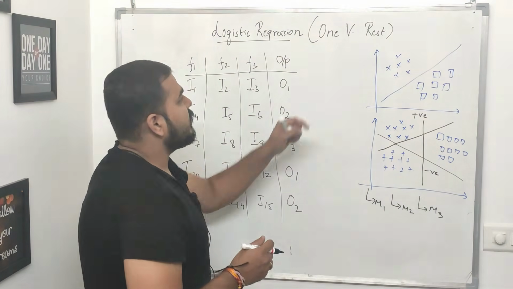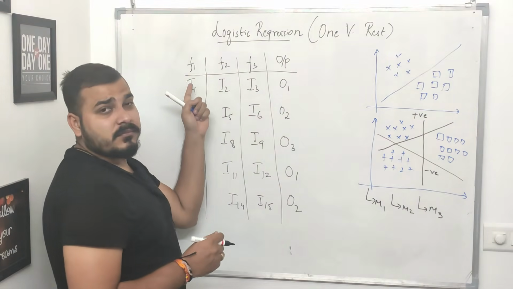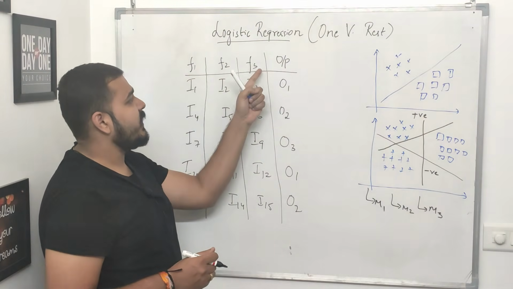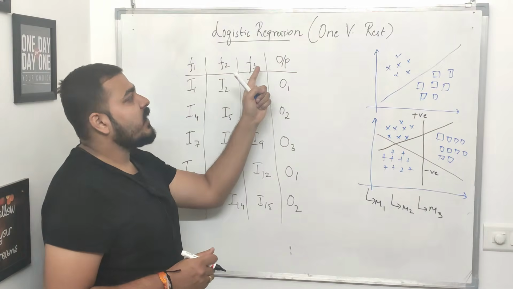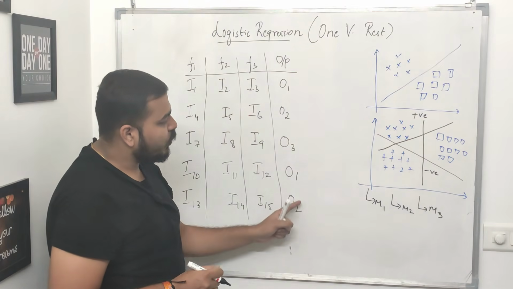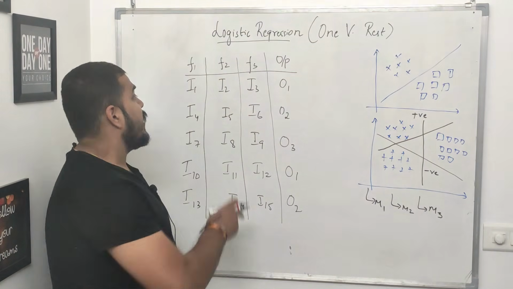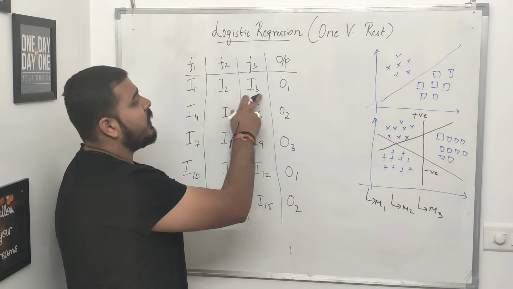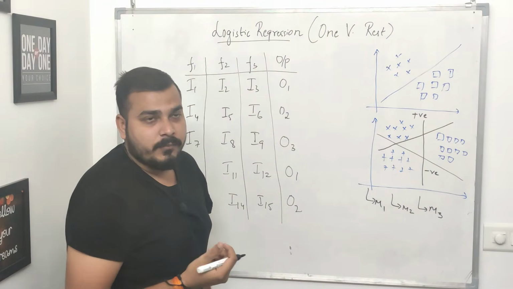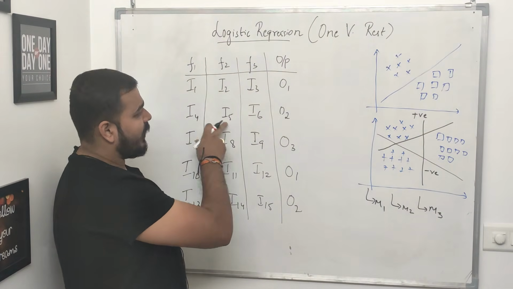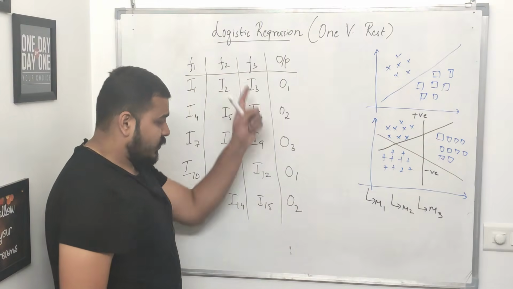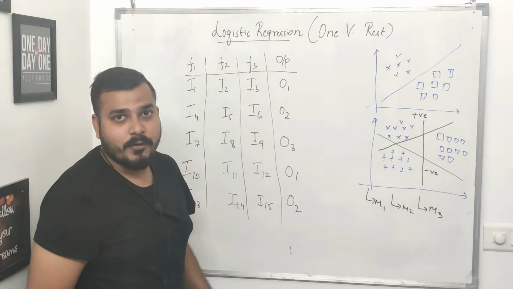Now if I consider this particular example, suppose I have features F1, F2, F3. These are my independent features. I have output features O1, O2, O3. So these are all my output features. Based on the inputs I1, I2, I3, the output is O1. Similarly, if my input is I4, I5, I6, my output is O2. Like this, I have all the records here.